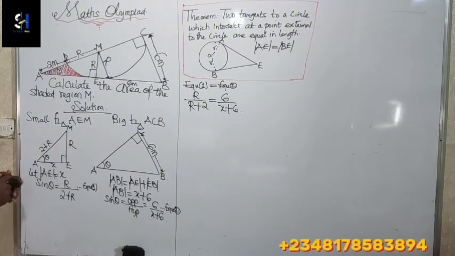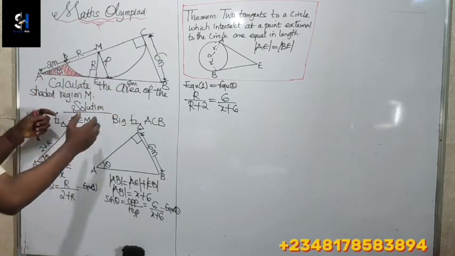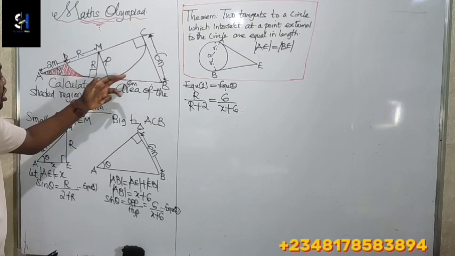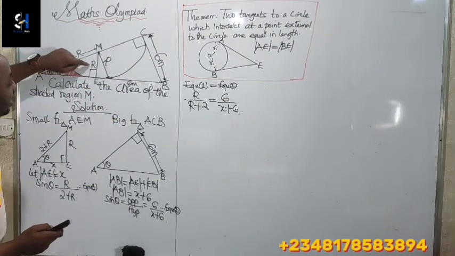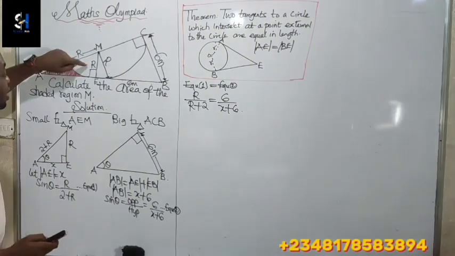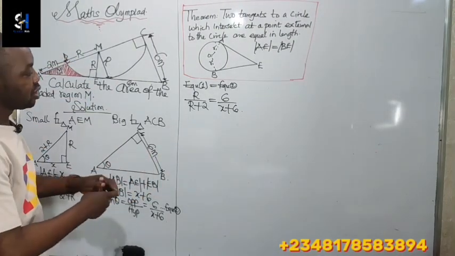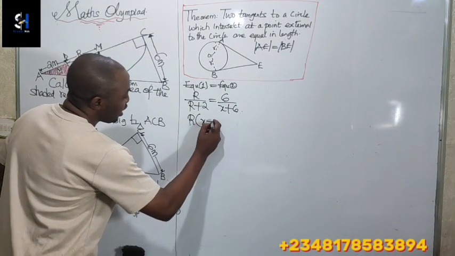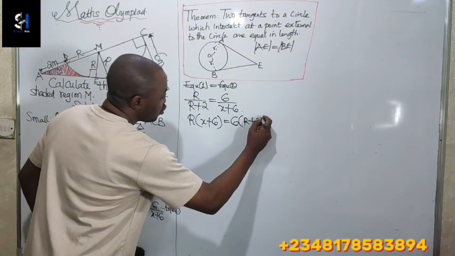To calculate the value of r, we need to consider the fact that when we drop a line from the center to pass through the point where the tangent to the semicircle meets it, that line will be a radius, and it will make angle 90 degrees with the horizontal. So in this case, when we cross multiply, we're going to have r into x plus 6 equals to 6 into r plus 2.